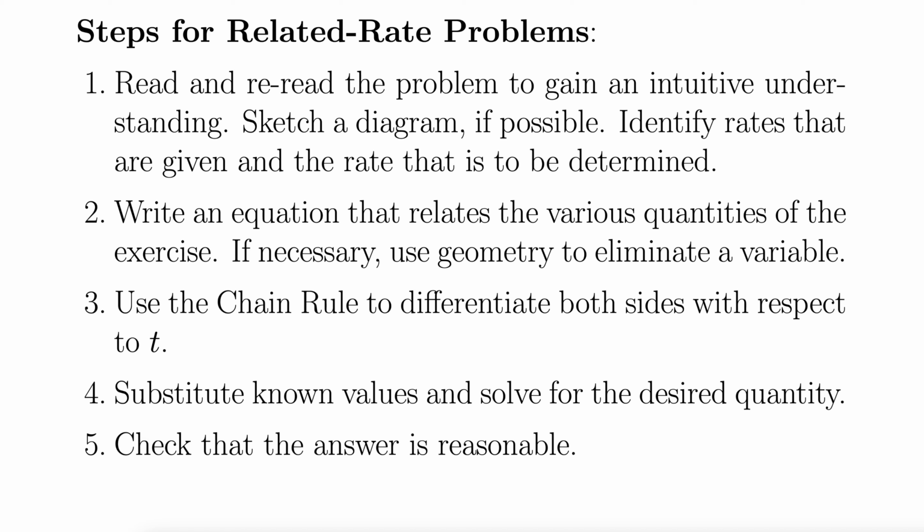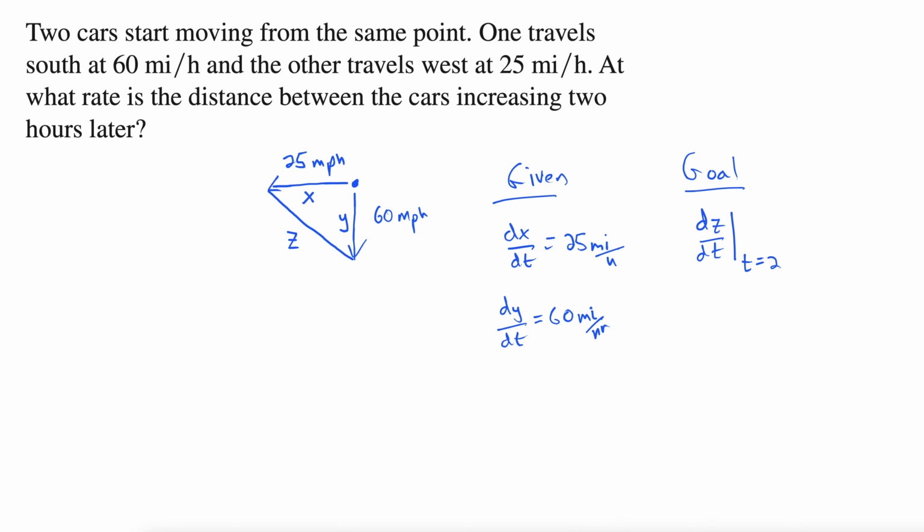Use the chain rule to differentiate both sides. So let's do that in this case. Can you think of an equation that relates x, y, and z? You may have thought of the Pythagorean Theorem, x squared plus y squared equals z squared. And we can jump straight to the derivative. 2x dx/dt plus 2y dy/dt. I'm using the chain rule because we're taking the derivative with respect to t instead of x, y, or z. So equals, and we have the chain rule one more time, 2z dz/dt.